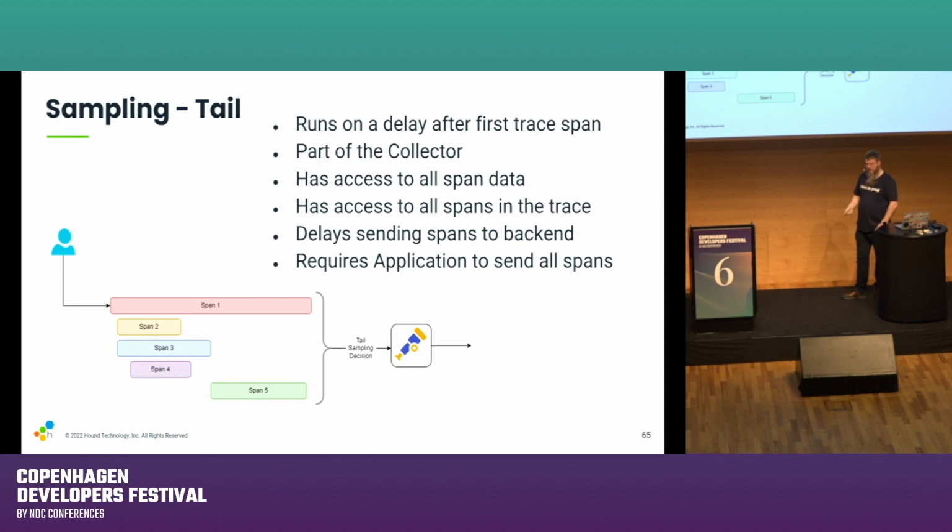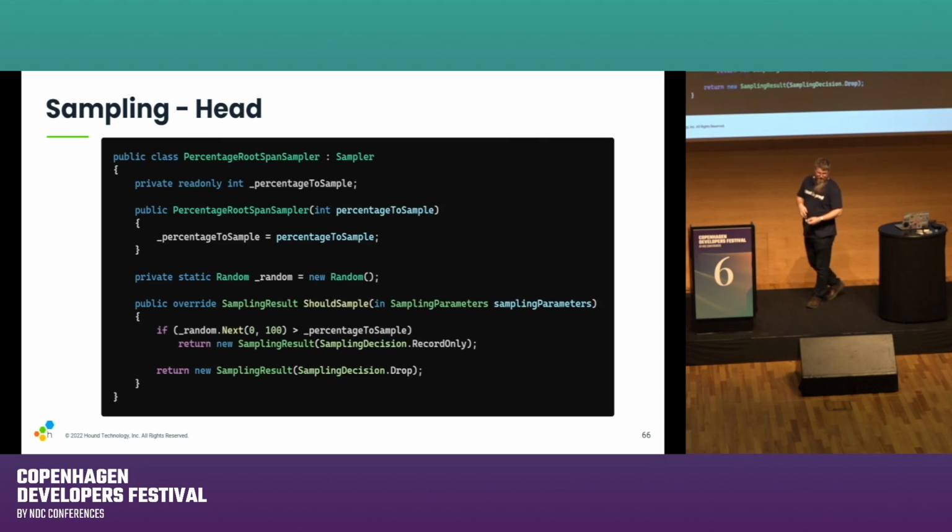The other thing is it requires an application to send all the spans for all the traces, all the time. So you've got a lot of data exiting your application. So head samplers are pretty easy. You can write them in .NET. That one there just takes a random percentage of all the spans and says, I'm going to keep this one, I'm not going to keep that one.